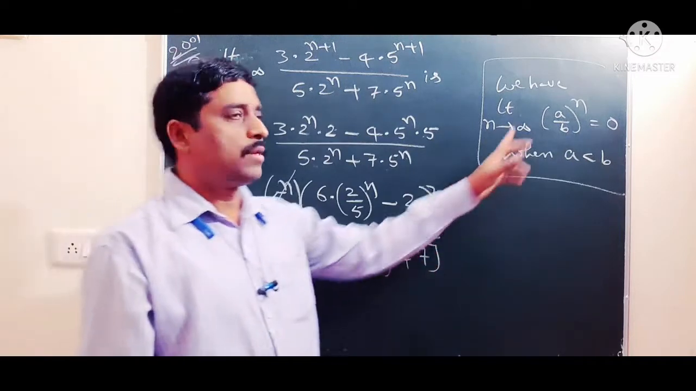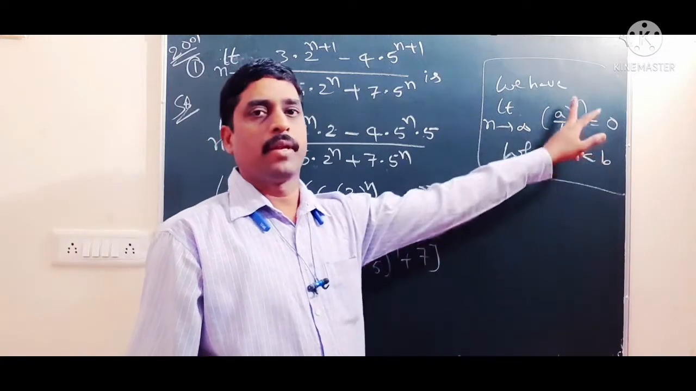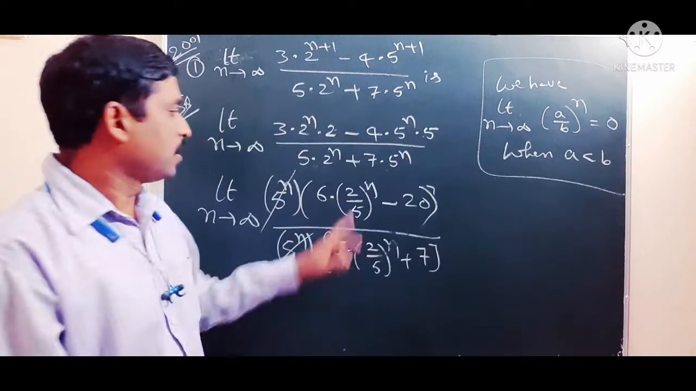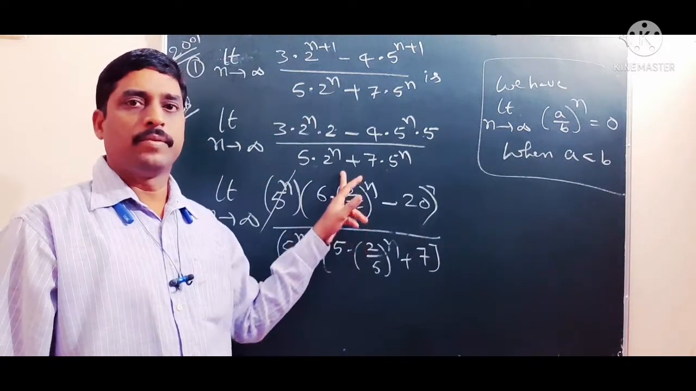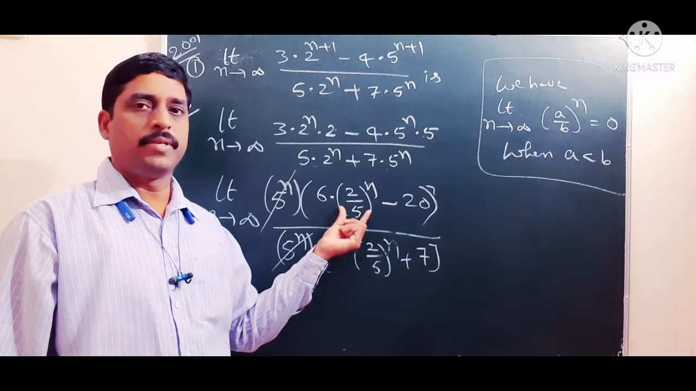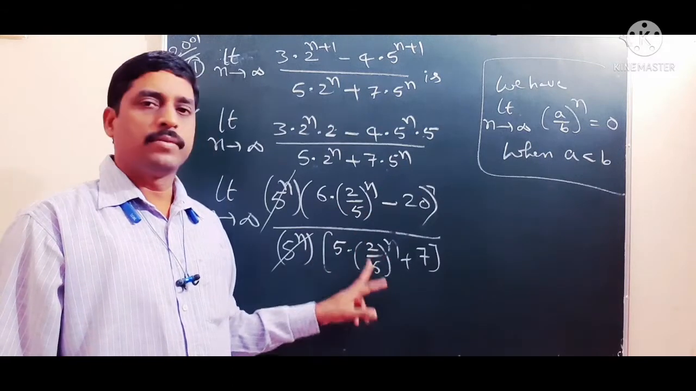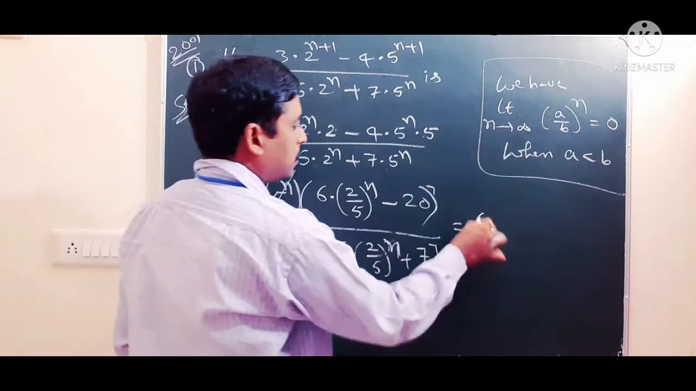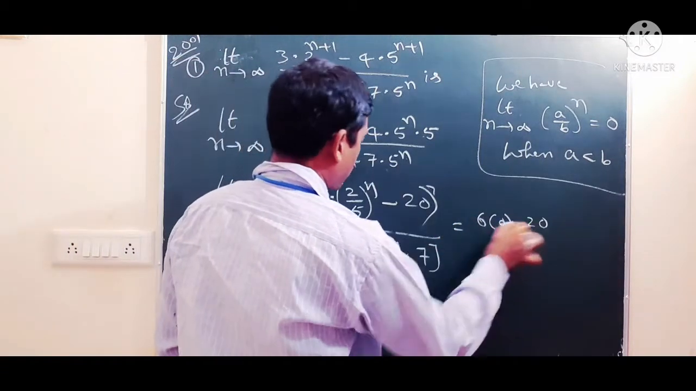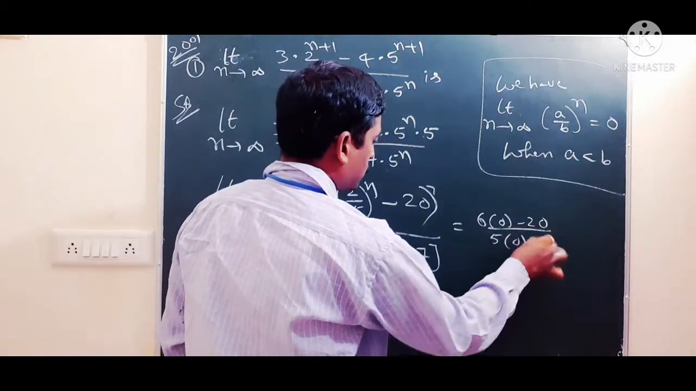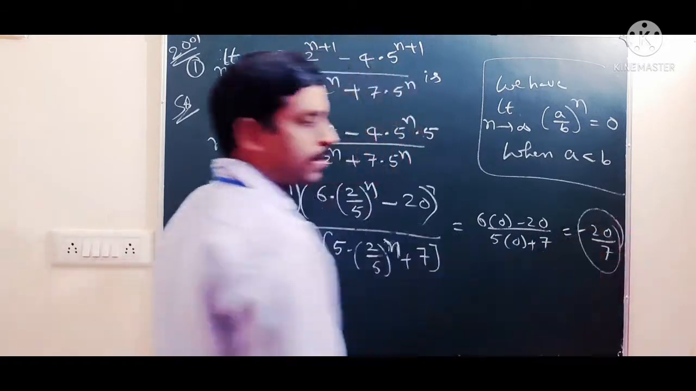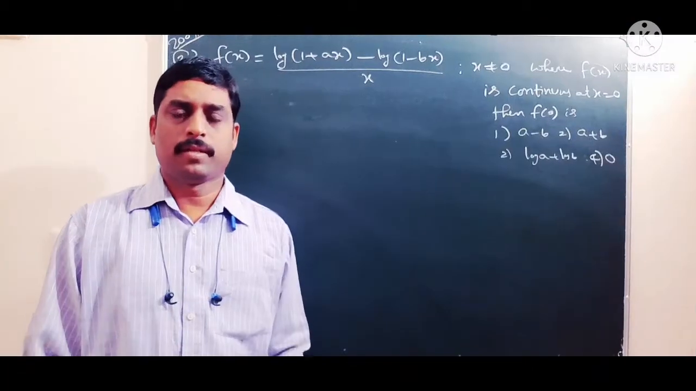We have one formula: limit n tends to infinity of a by b power n is equal to 0 when a is less than b. Here 2 is less than 5, so 2 by 5 power n will be 0. So we get 6 into 0 minus 20 by 5 into 0 plus 7. So the answer is minus 20 by 7. Let us go to the next problem.